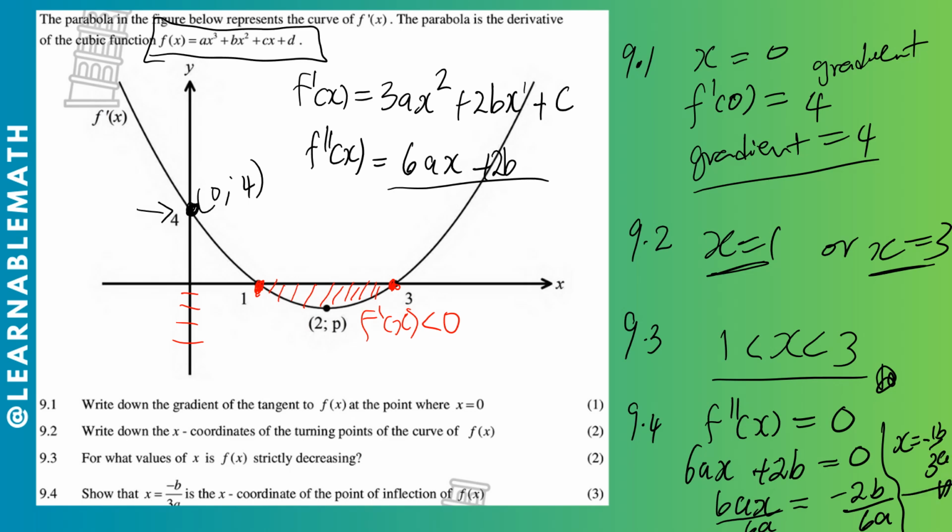Okay, so we have actually shown that indeed the x coordinate of the point of inflection will be minus b over 3a.